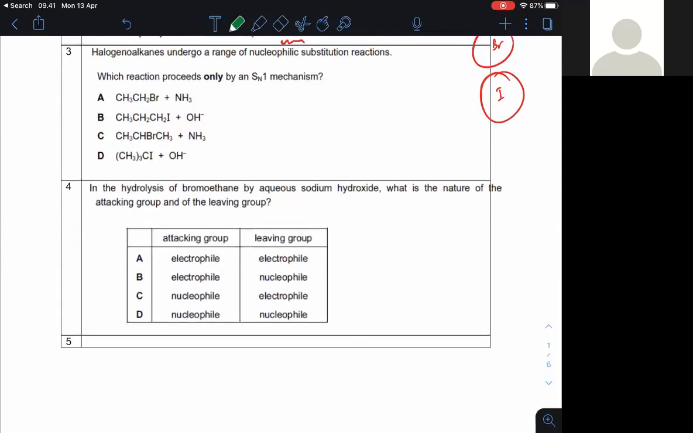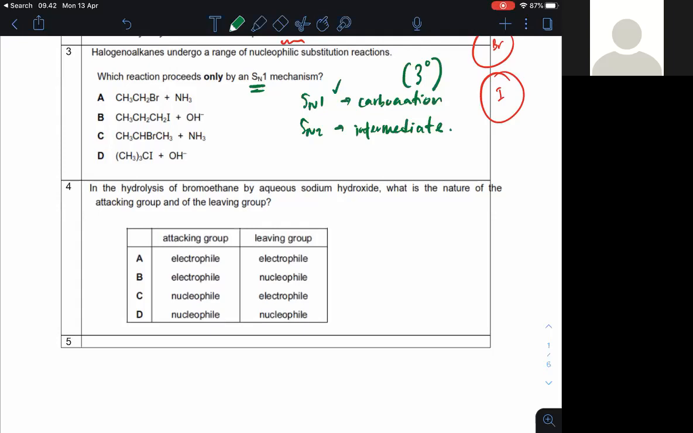Halogenoalkanes undergo a range of nucleophilic substitution reactions. Which one is only by SN1? Take note, SN1 is the formation of a carbocation, and SN2 is the formation of an intermediate. You need to understand this by now. Here they say just SN1. Tertiary halogenoalkanes tend to undergo SN1, because the tertiary carbocation is much more stable.